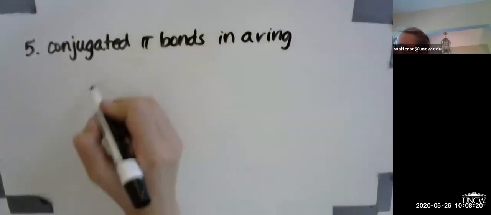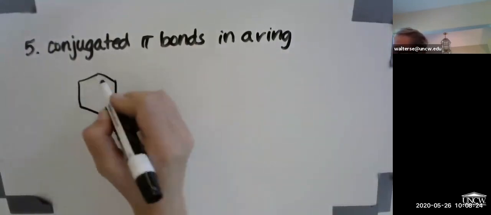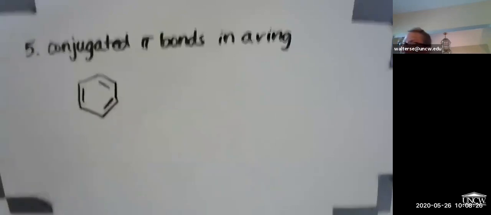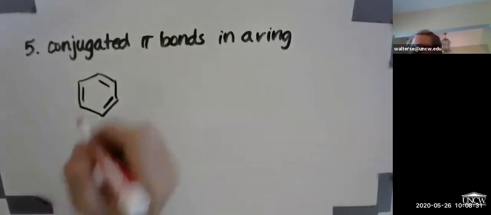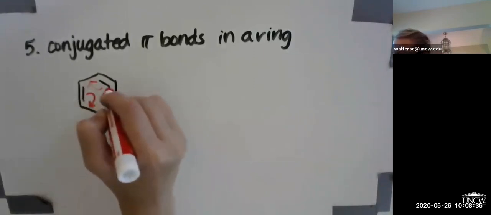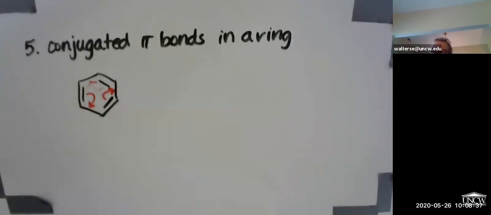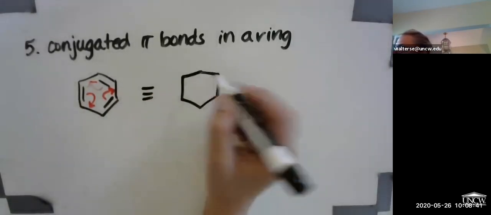And the most common is the six-membered ring that has alternating single and double bonds. Okay. Now you can move clockwise or counterclockwise, it's your choice, but you have to be consistent. You can't start in one direction and end in the other.